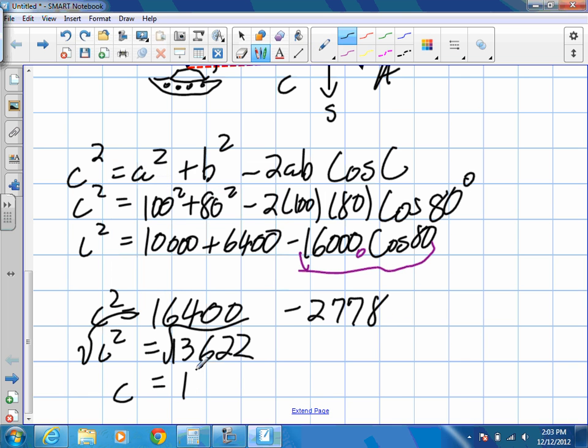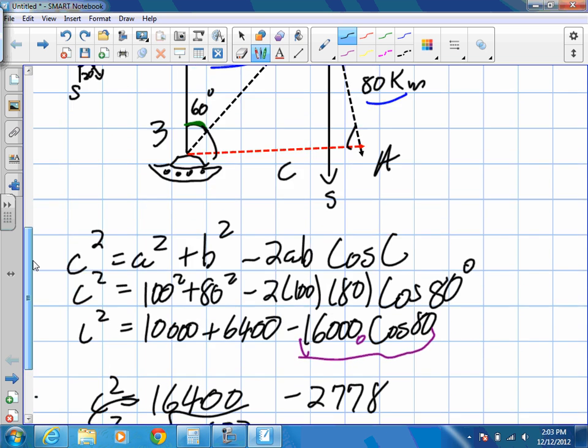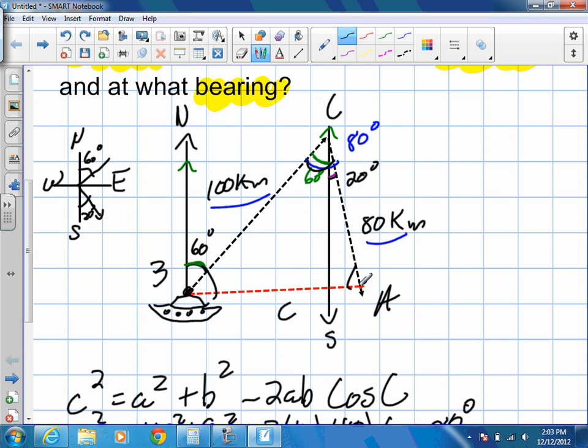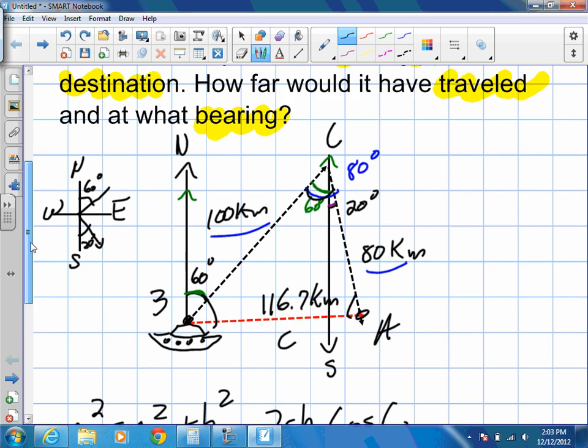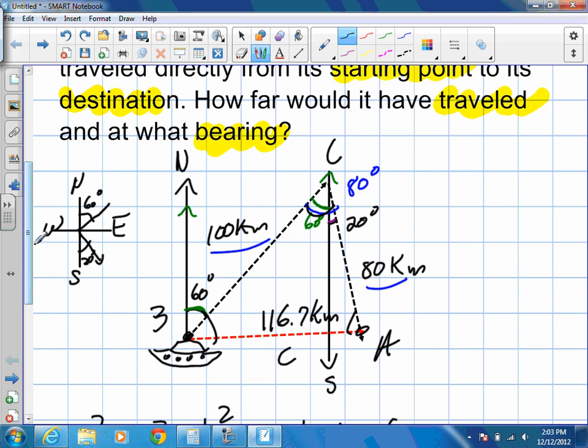116.7 kilometers. So if this spaceship had just gone from the start to the end, instead of traveling 180, it would have just traveled 116.7 kilometers, saving on whatever fuel they use in space to travel. But that's not it. That's one part of the question. They asked us one other thing. What do we need to know? Bearing. What does that mean? I need to figure out what this angle is in here.